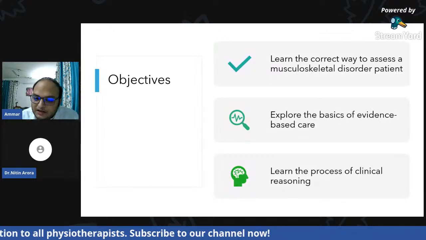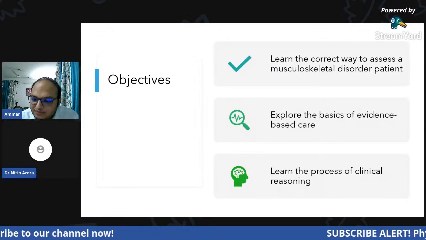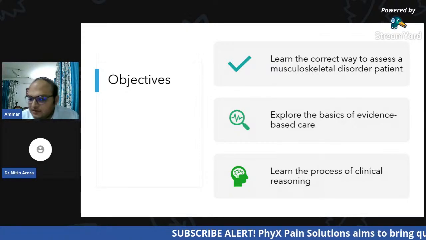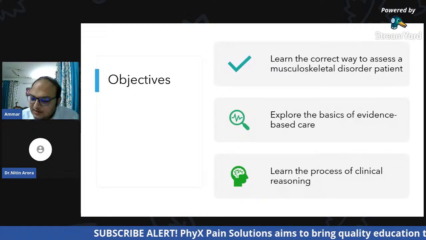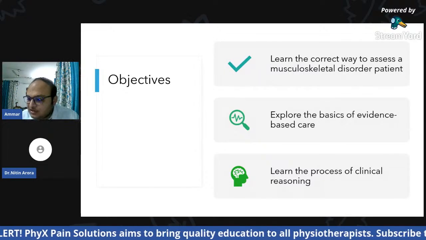So where are we lacking actually? Where is the problem arising? हम क्यों care नहीं कर पा रहे हैं? The answer to that is clinical reasoning. ठीक है, so if you're following me, then we'll go ahead. These are the three objectives.